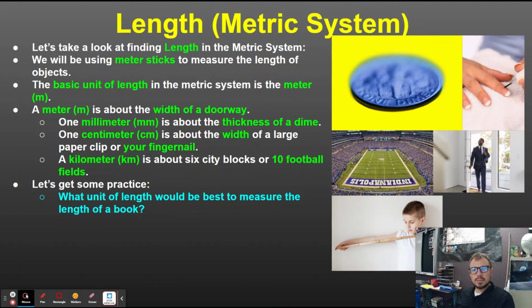What unit of length would be best to measure the length of a book? Well, if we look up there, I would use the centimeter because it's about the width of your fingernail. It'd come out to about maybe 20 to 30 centimeters, right? That's the appropriate unit to use.